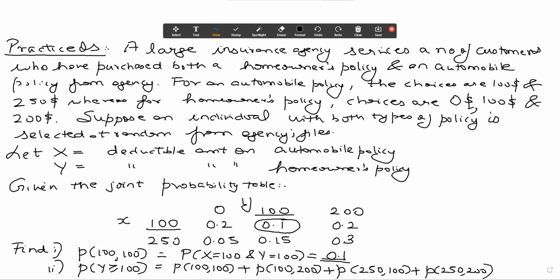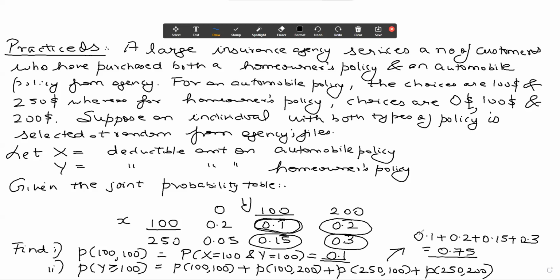So Y greater than or equal to 100 means what? Sum of this plus this plus this plus this. So this will be 0.1 plus 0.2 plus 0.15 plus 0.3, which will come out as 0.75. So the answer for the first part is 0.1. The answer for the second part is 0.75.